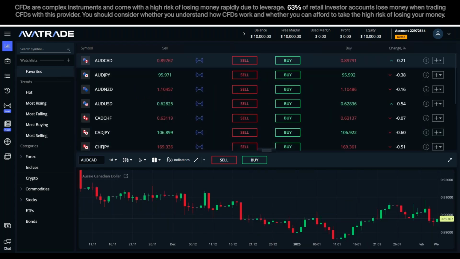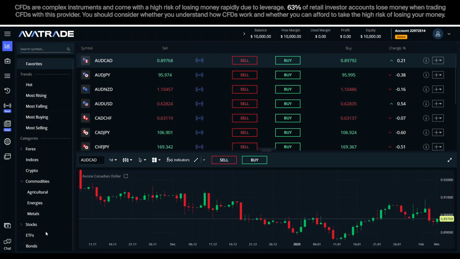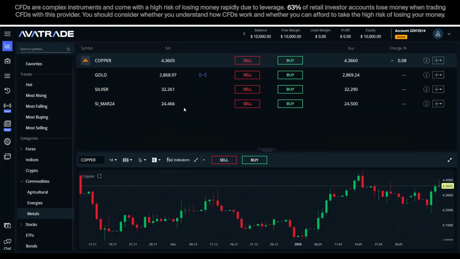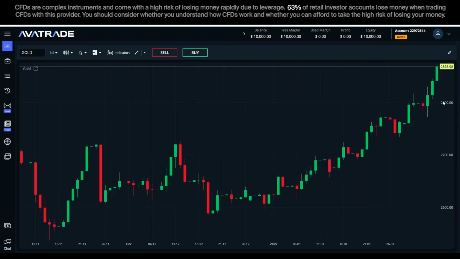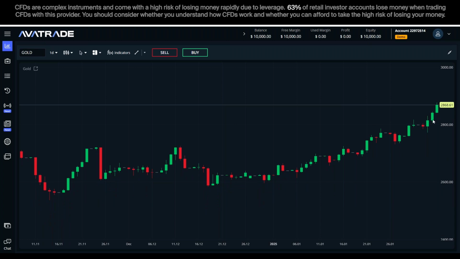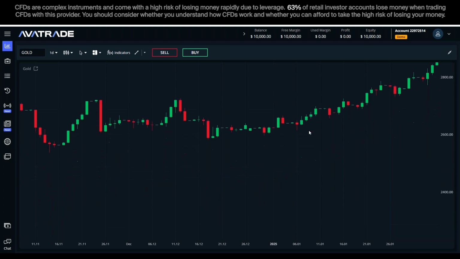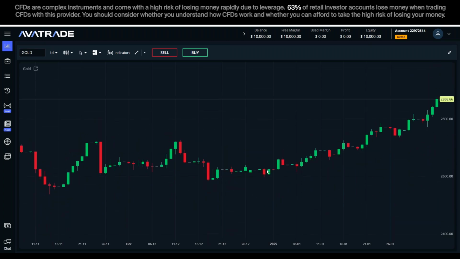All right, so in here in the categories, let's open commodities and let's go with metals, and let's go with gold. And in the past few days, it broke another record. To customize the chart better to your needs, you can click on the price column area, click and drag. And then once you've done that, you have enabled yourself to move the chart up and down.